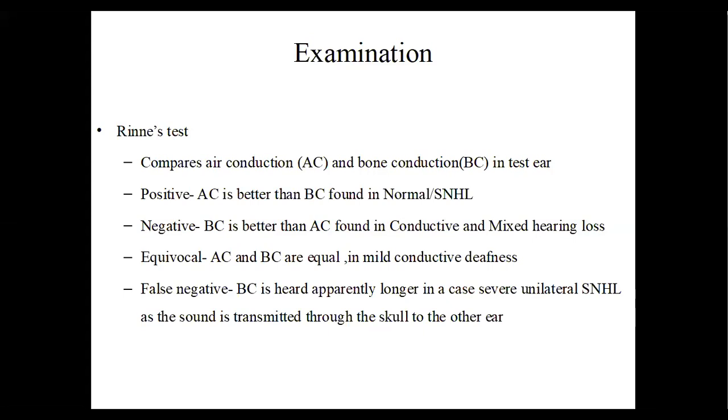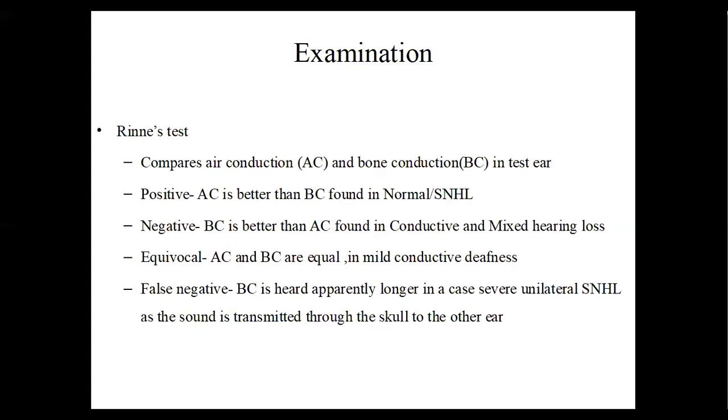Then there is an entity you should remember, called false negative Rinne. If the particular ear being tested has severe unilateral SNHL, then the tuning fork you keep on the mastoid to test bone conduction will cross over, and because of the transmitted sound through the opposite ear, the patient will tell you negative. So that's the reason you should remember, in case of severe unilateral sensorineural hearing loss, there is a possibility of getting a false negative Rinne.